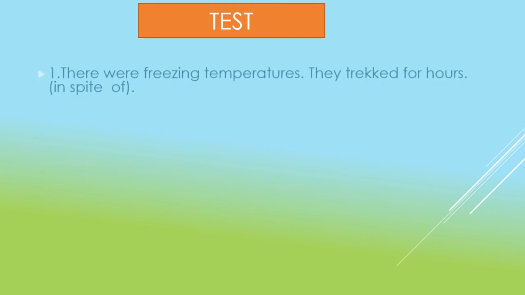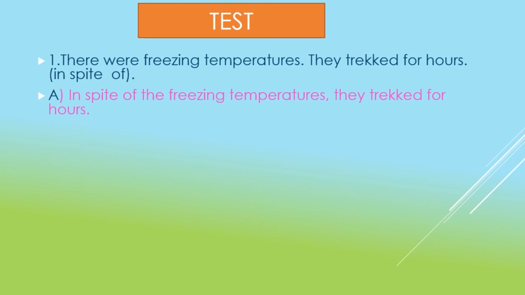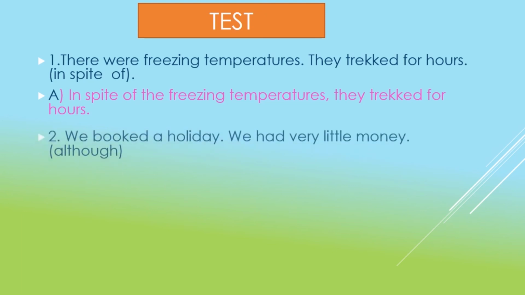I hope you have understood how to use the linkers. So here is a test for you. The first one is, there were freezing temperatures. They trekked for hours. The linker you have to use to combine these two sentences is in spite of. Come on, children, let's start the test. In spite of the freezing temperatures, they trekked for hours. Very good. Let's go to the next one.